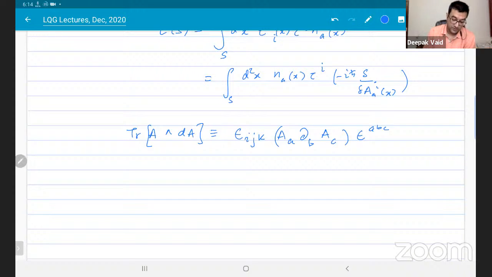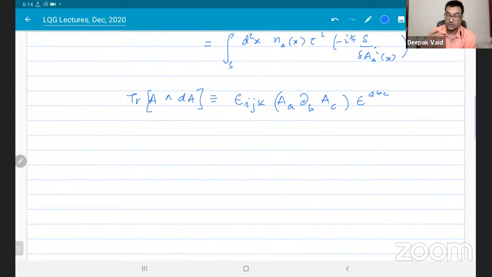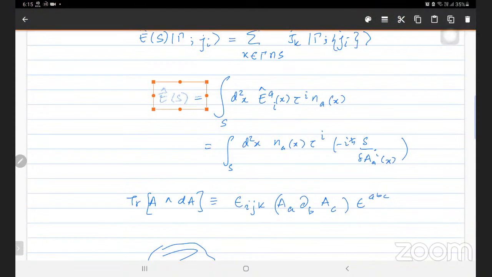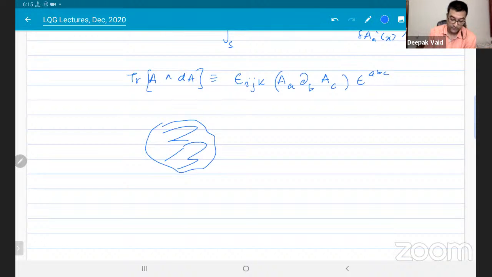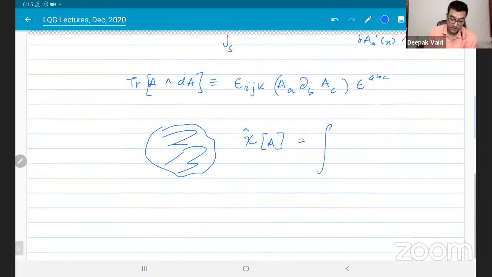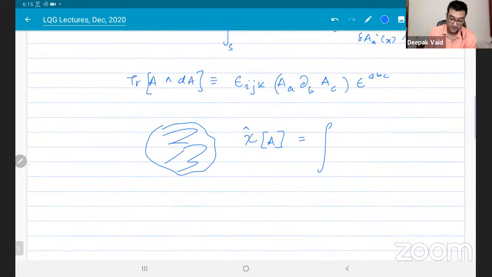So this object is a three form. So it's something that acts on a volume. For example, this flux operator was smeared on a two-dimensional surface. This is something that acts on some volume. So if I want to write down an operator for this, let me call that operator chi of A. Similar to this definition, I would say something like this: integral over some probe volume of d cubed x, trace of A wedge dA.